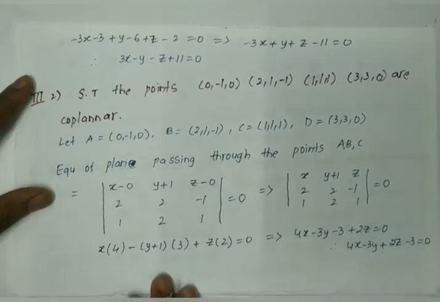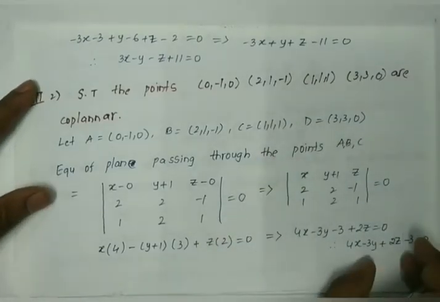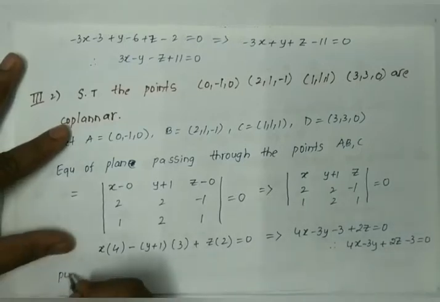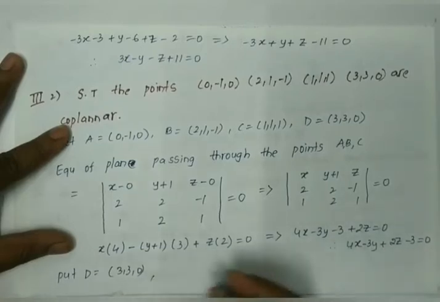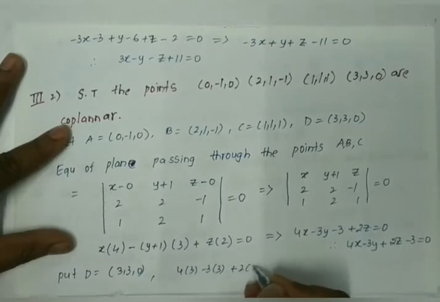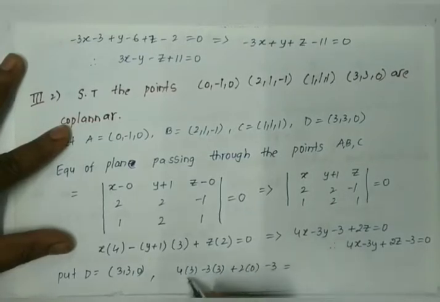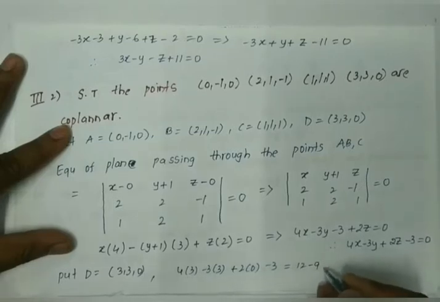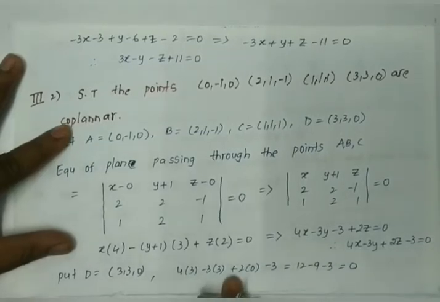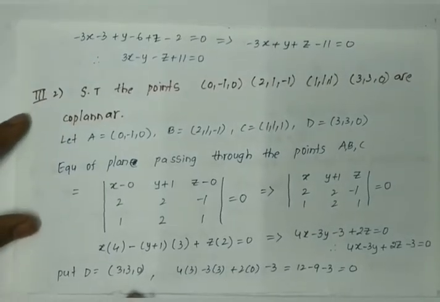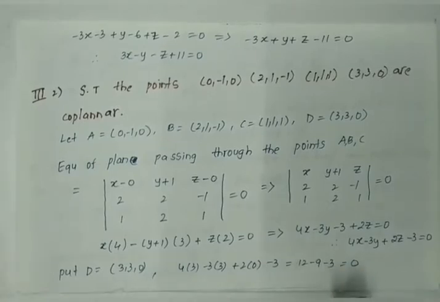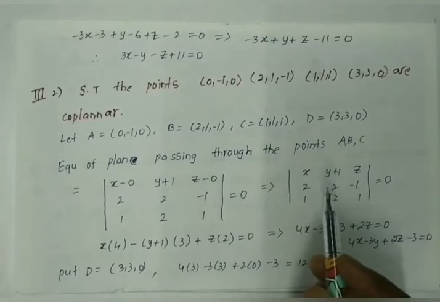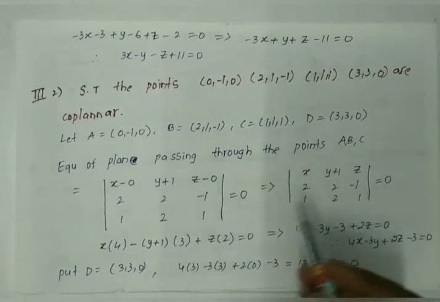Now let us substitute the point D in the equation of the plane. So here we get 4 into 3 minus 3 into 3 plus 2 into 0 minus 3, which is 12 minus 9 minus 3, which is 0. Therefore, the fourth point satisfies the equation of the plane. So we can conclude that the given points are coplanar.